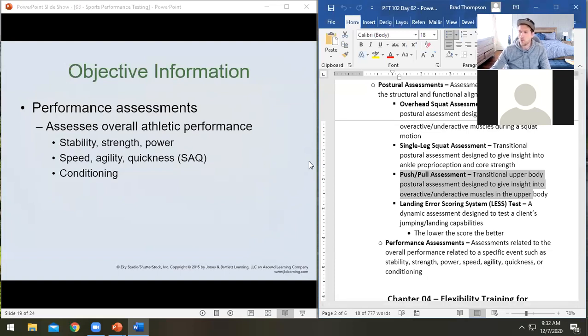Any questions on that before we wrap this up on performance assessments? Charlie, Robert, you guys feeling good? Cool. All right.